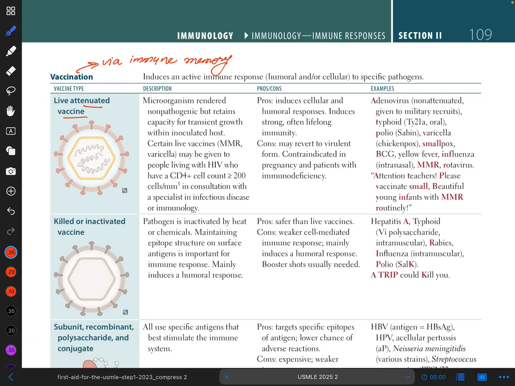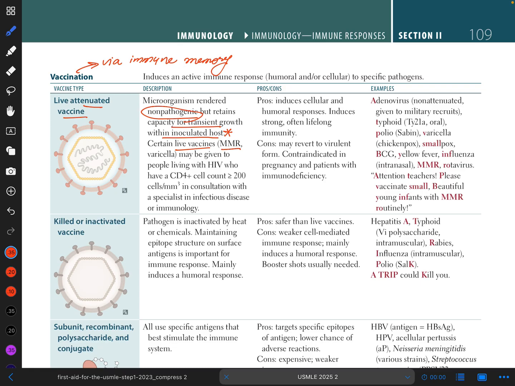In a live attenuated vaccine, the pathogen is modified to be less virulent. So we'll start from here. In the description, the microorganism is rendered non-pathogenic but retains the capacity for transient growth within the inoculated host. The pathogen you are injecting becomes non-pathogenic due to some modification.